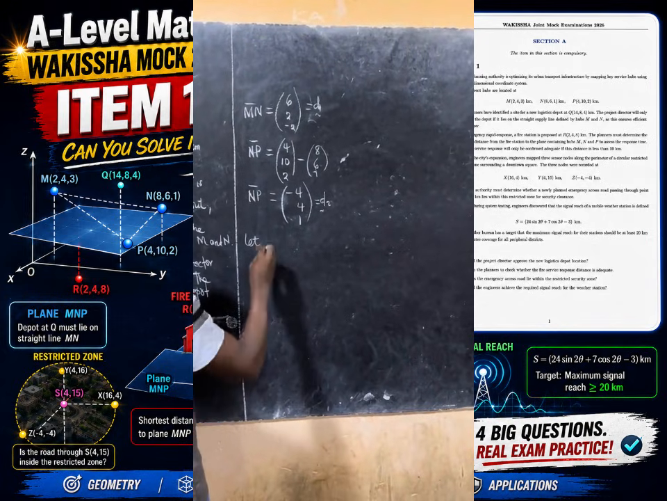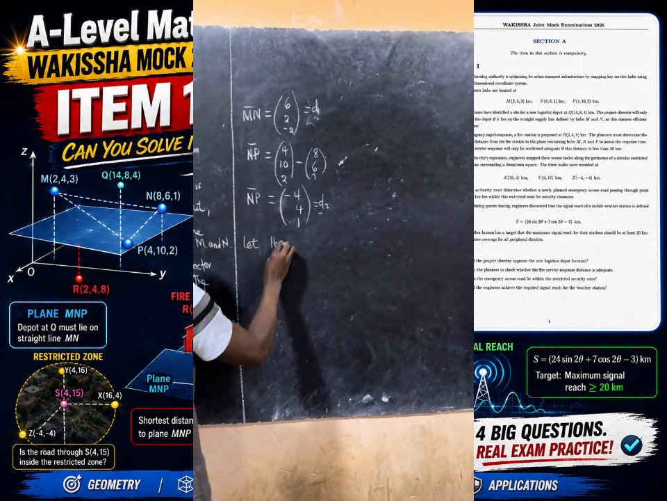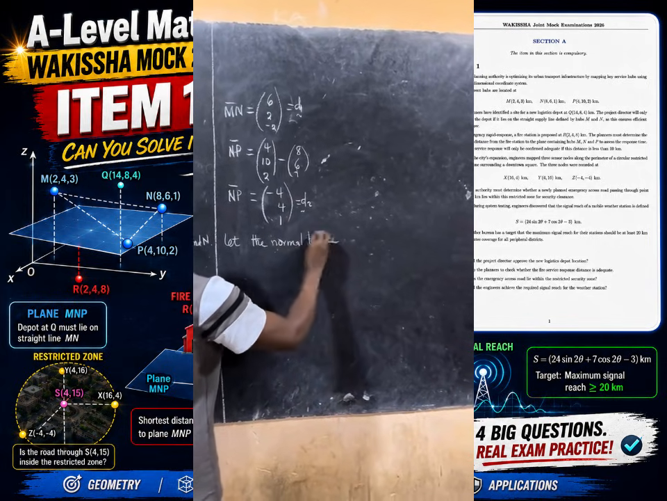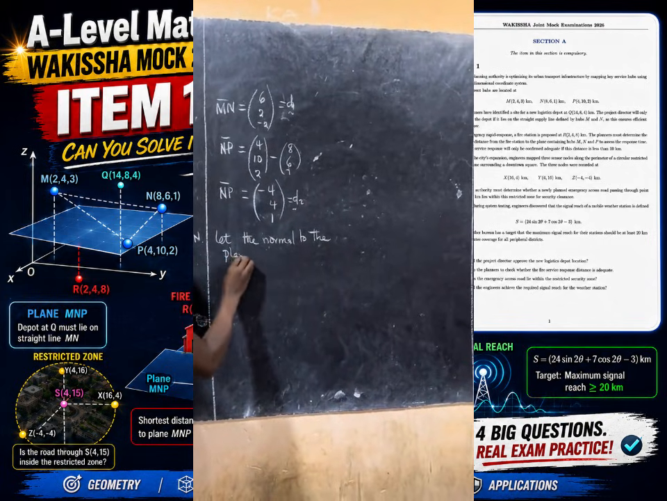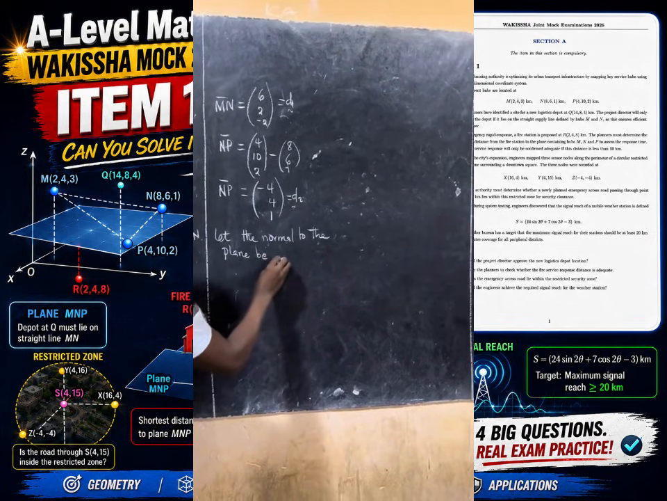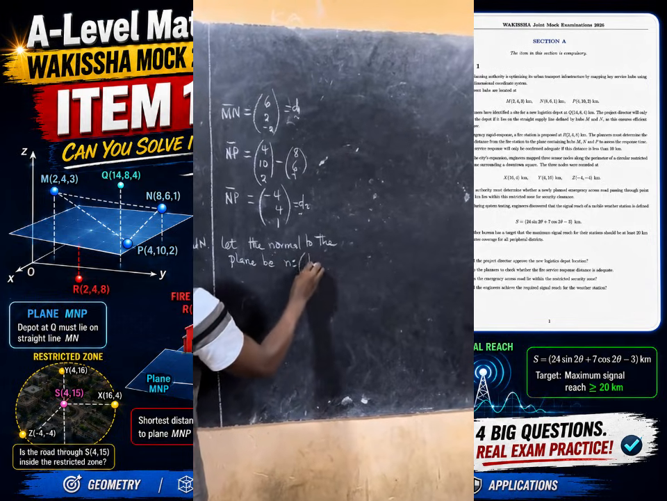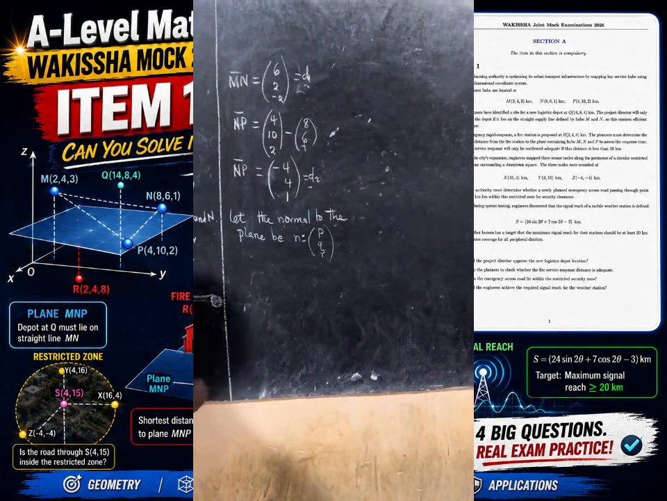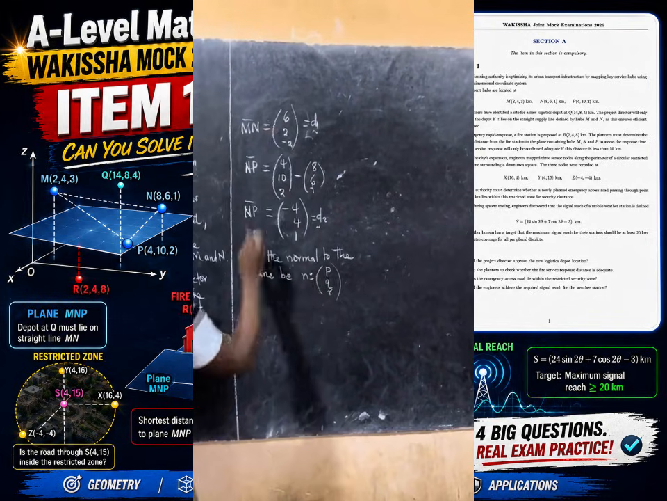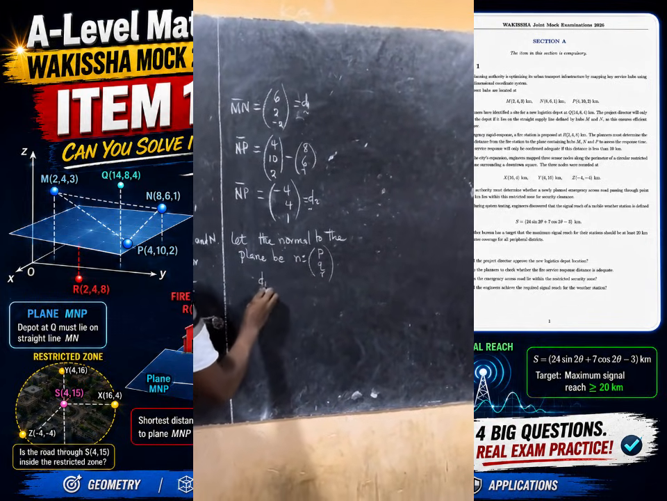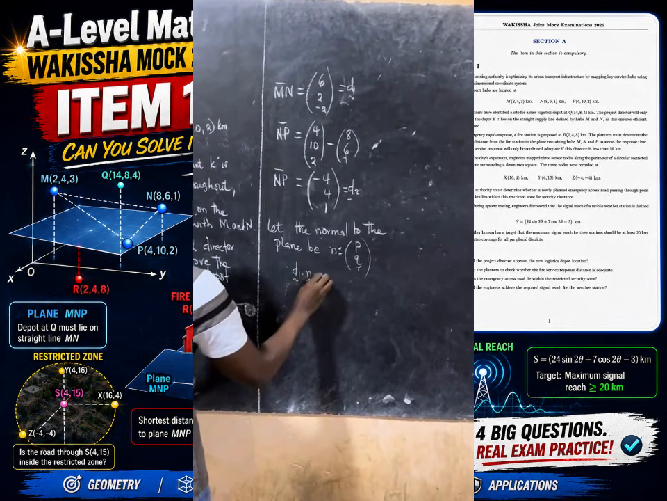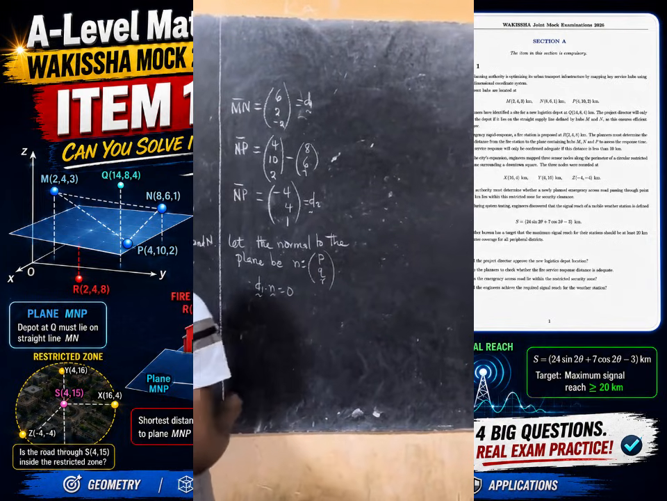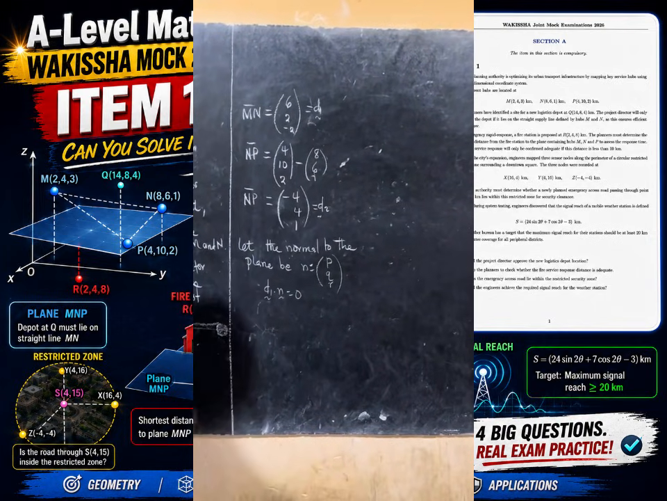Let the normal to the plane I want to generate be n equals p, q, r. I'm saying that if I take direction vector 1 and dot it with the normal, I must get 0, because the dot product of perpendicular vectors is 0, since the angle between them is 90 degrees.